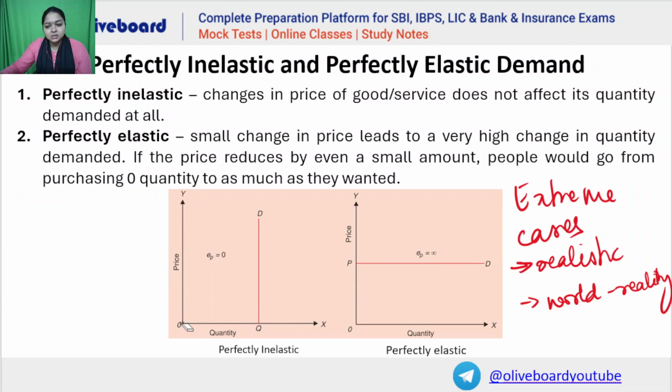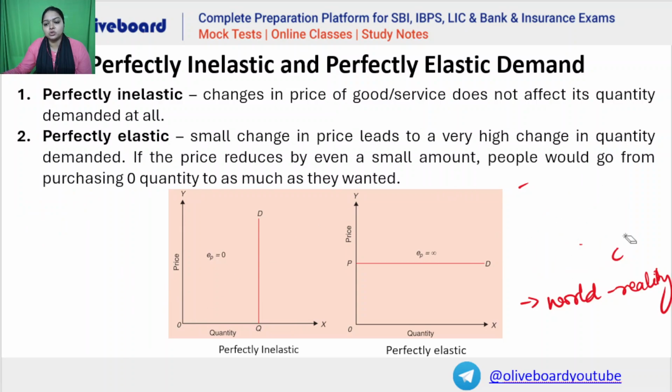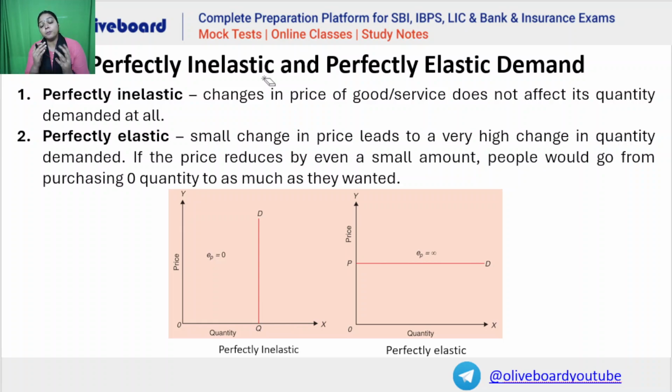Perfectly elastic means even a very small change in price, 1%, 0.5% change in price, leads to a drastic or very huge change in quantity demanded, right? So that means the product is perfectly elastic. Even a small increase in price will drop the quantity demanded very much, and even a small decrease in price will increase the quantity demanded by very much. That is the meaning. Because these are extreme cases, their demand curves are also extreme.